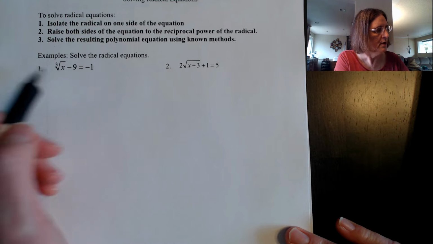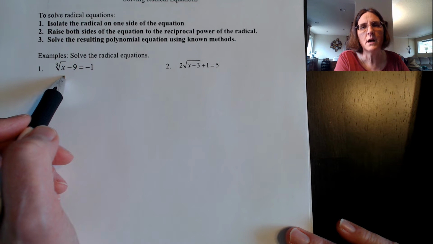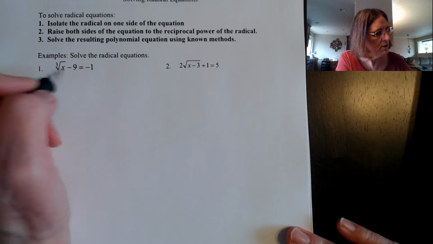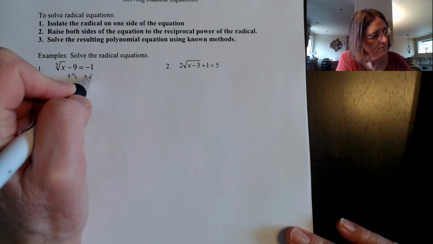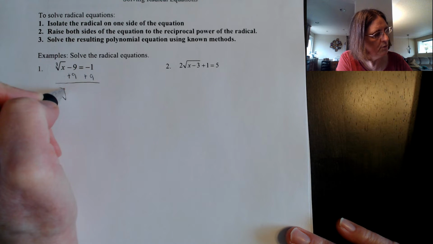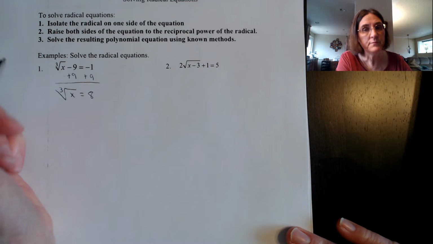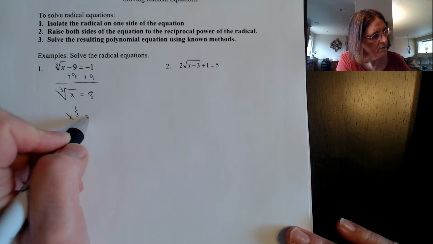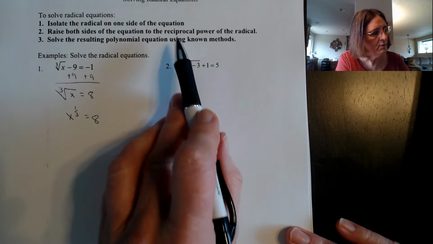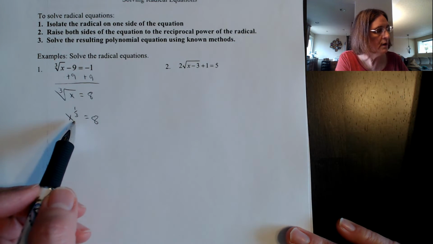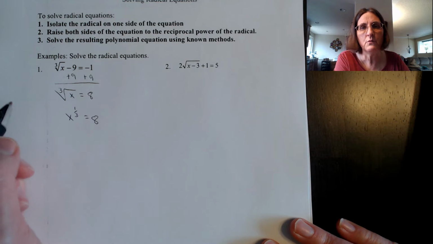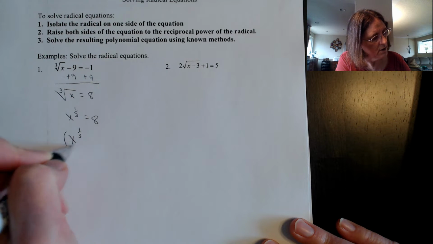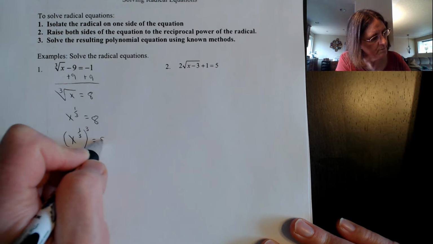Our first example is the equation the cube root of x minus 9 equal to -1. We're going to start by isolating the radical on one side of the equation by adding 9 to both sides. That gives us the cube root of x is equal to 8. The cube root of x is the same as x to the 1/3 power. So the reciprocal power of this radical is going to be the third power. The reciprocal of 1/3 is 3/1. So I'm going to take both sides of this equation and raise to the third power.